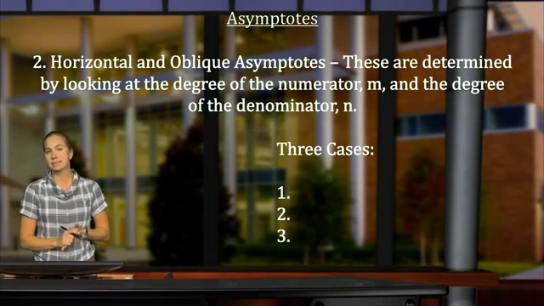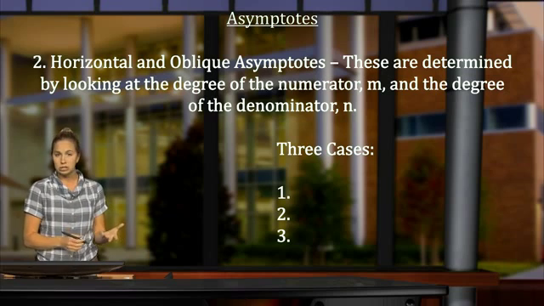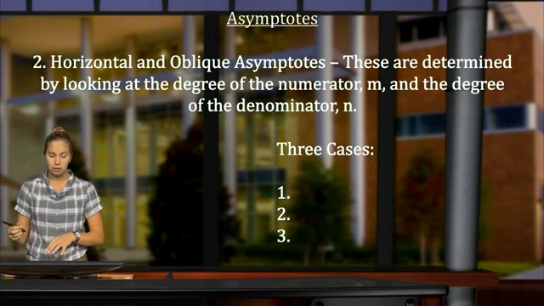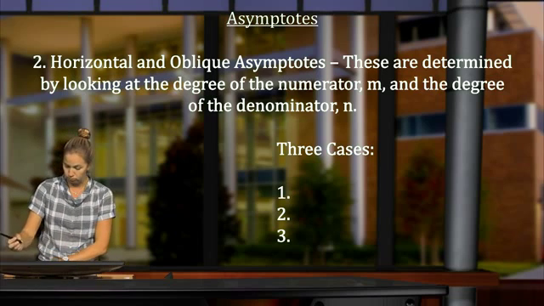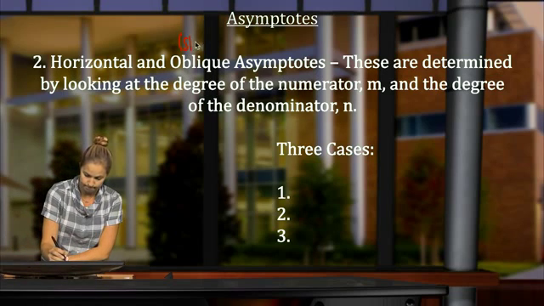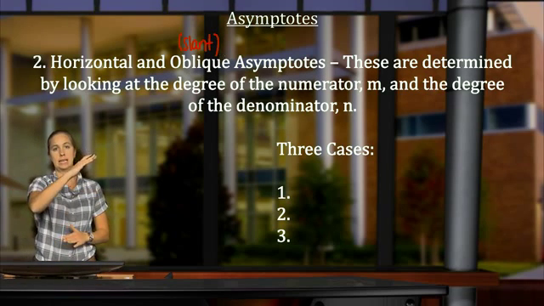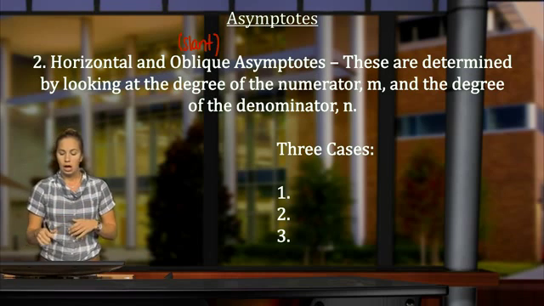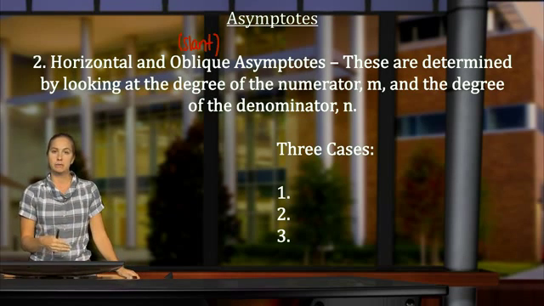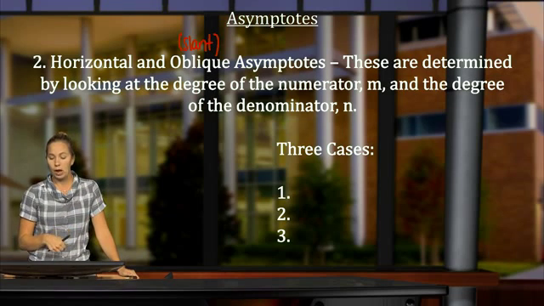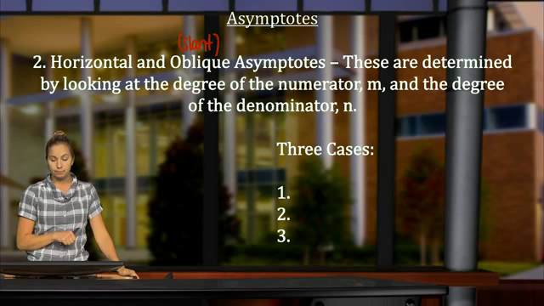Now, the next type of asymptote we're going to talk about is a horizontal or an oblique asymptote. An oblique asymptote is actually a slant asymptote. And a horizontal asymptote, just a horizontal line. Again, oblique is that slanted asymptote. Both of these are grouped together because we determine your horizontal or your oblique asymptotes the same way, looking at the degree of your numerator and the degree of your denominator.